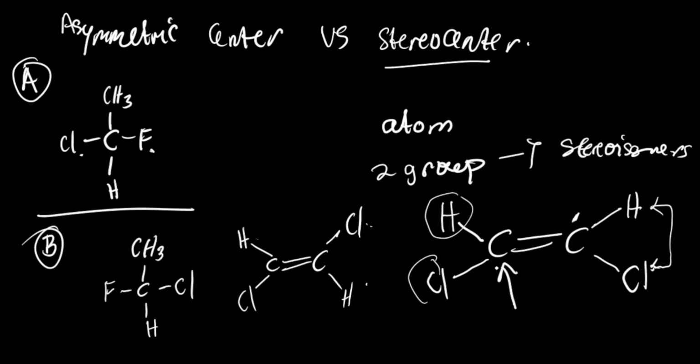3 different groups. However, it's a stereocenter because when we interchange 2 groups that are bonded to the carbon, it leads to the formation of a stereoisomer. So by the time we interchange, we have a conversion from a cis isomer here to a trans isomer here. So this is the relationship between an asymmetric center and a stereocenter. Okay, so I hope we get the idea of asymmetric center and stereocenter.